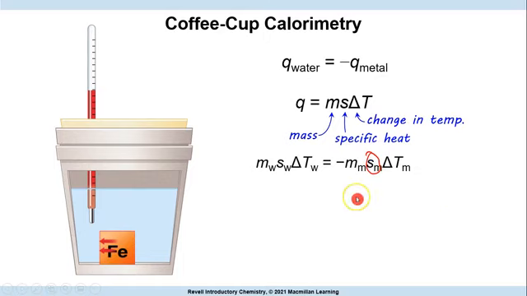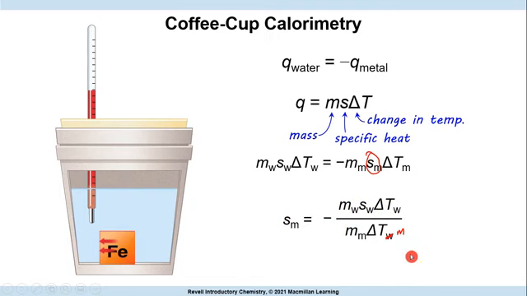We use algebra to make s sub metal the subject of this formula. If we do that, we are going to see that s sub metal is equal to minus mass of water times the specific heat of water times the change of temperature of water, divided by the mass of the metal times delta T sub metal, not delta T sub water. So here is delta T sub metal. There is that minus sign. That is how you can calculate the specific heat of the metal.